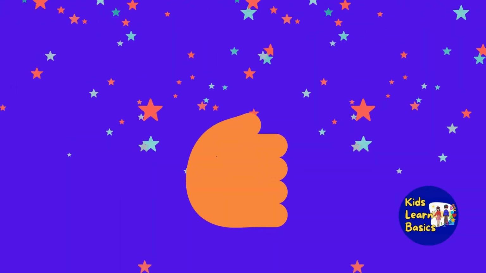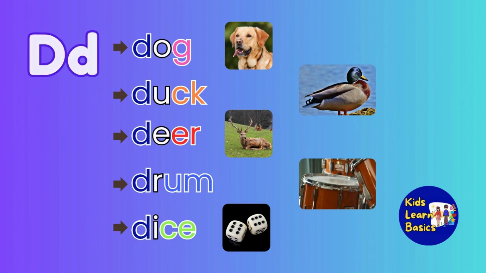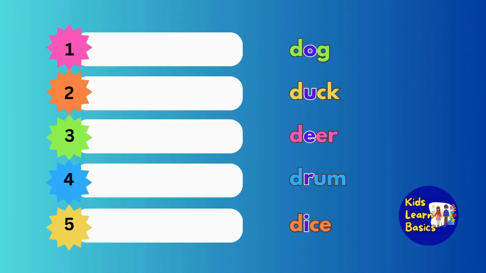All right, nice try. But what about if the words have the same beginning letters? For example, dog, duck, deer, drum, dice. All of the words start with D, right? Now what we do is look at the second letter. In this set of words, the second letters are O, U, E, R, I. So which of the second letters come first?